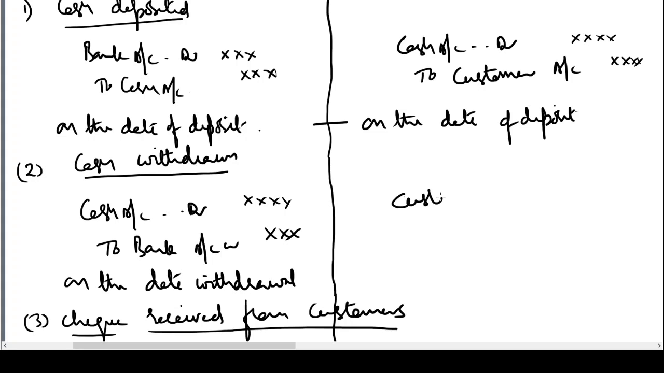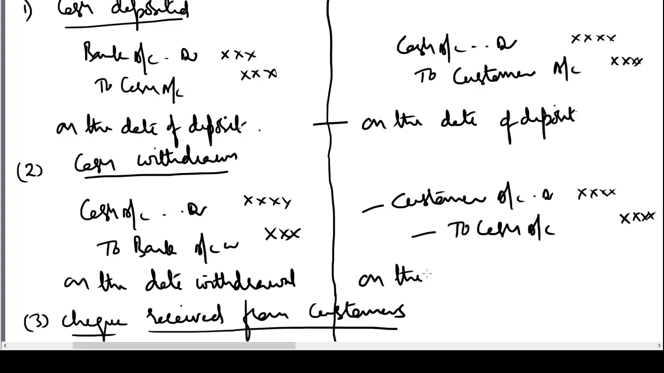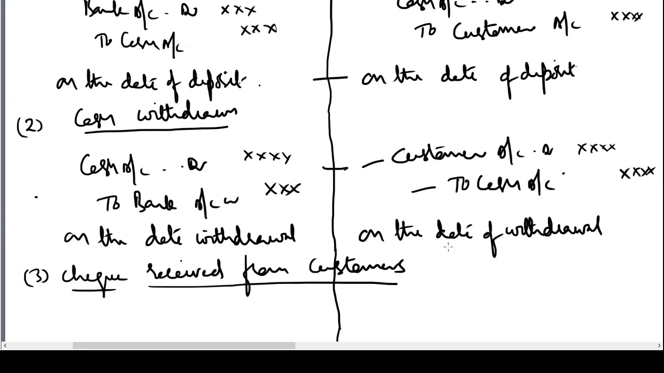What is the entry the bank passes? Customer account will be debited and it will pay cash to the customer. Customer account will be debited and cash account will be credited. Customer is the personal account, receiver debit, cash is going out, hence credit, real account going out, credit. When will the bank pass the entry? On the date of withdrawal. So again, if you observe, both these entries are recorded on the same day in the books of the business and also in the books of the bank. So the balance shown as per the books of the business and the passbook should tally because the transactions are recorded on the same day.